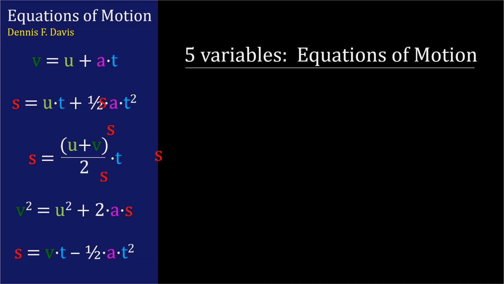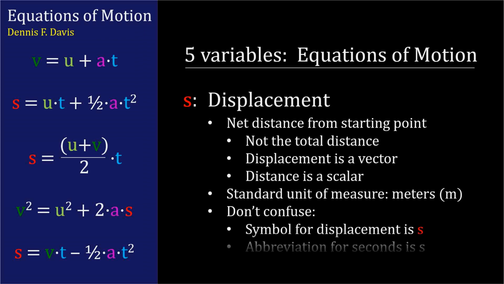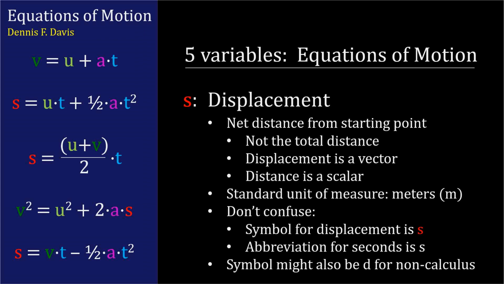We'll start with the red S, which denotes displacement. Displacement is the net distance from the initial position. Please note, this isn't necessarily the total distance traveled. If a particle moves 100 meters along a path and then 75 meters back towards its starting point, its displacement is 25 meters, even though the total distance traveled is 175 meters.